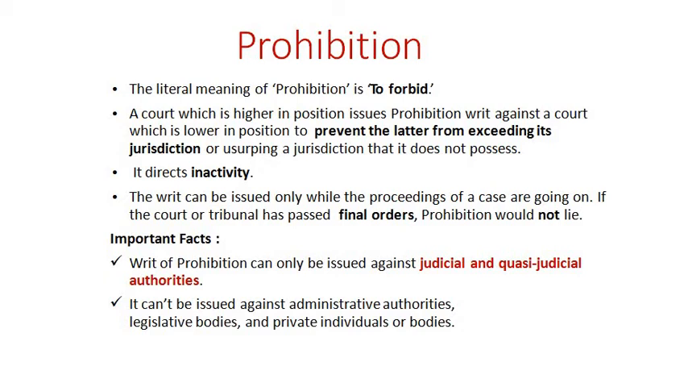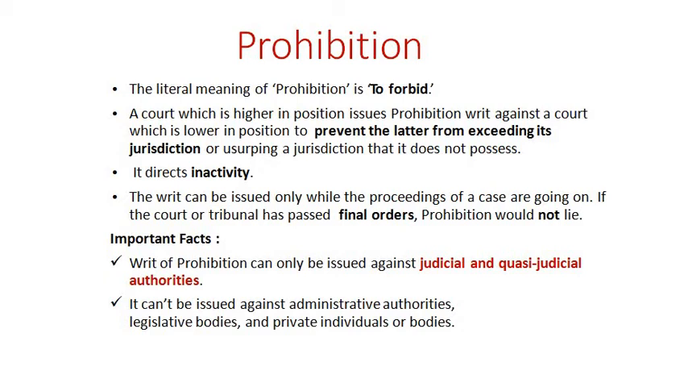A court which is higher in position issues a writ of prohibition against a court which is lower in position to prevent the latter from exceeding its jurisdiction or usurping a jurisdiction that it does not possess. It is directed at inactivity. The writ can be issued only while the proceedings of a case are going on. If the court or tribunal has passed a final order, prohibition cannot lie.